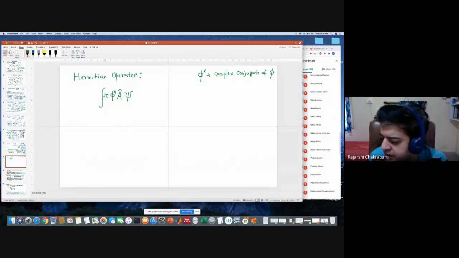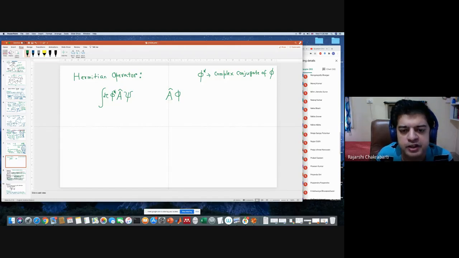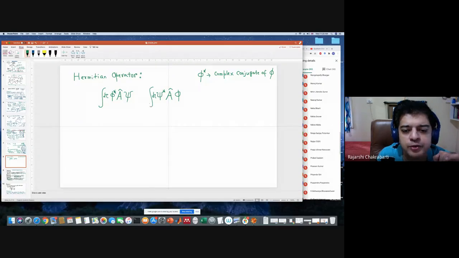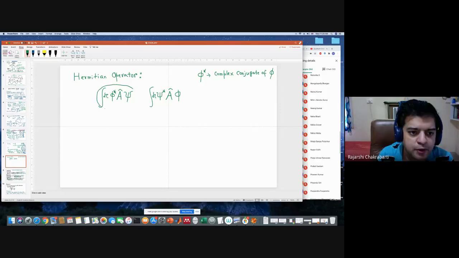Now you can do another operation. You can take A and operate it on the function phi instead of psi, and then multiply this with psi star, again with the volume element d tau, and integrate over the whole space. What are you going to get? You're going to get another number, because this is a definite integral. Are you convinced that the whole thing is a number?